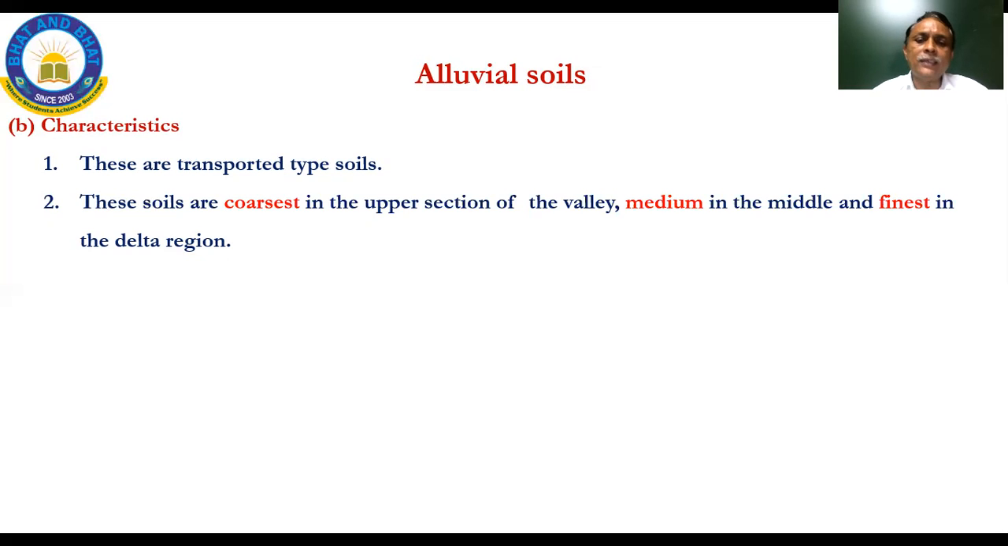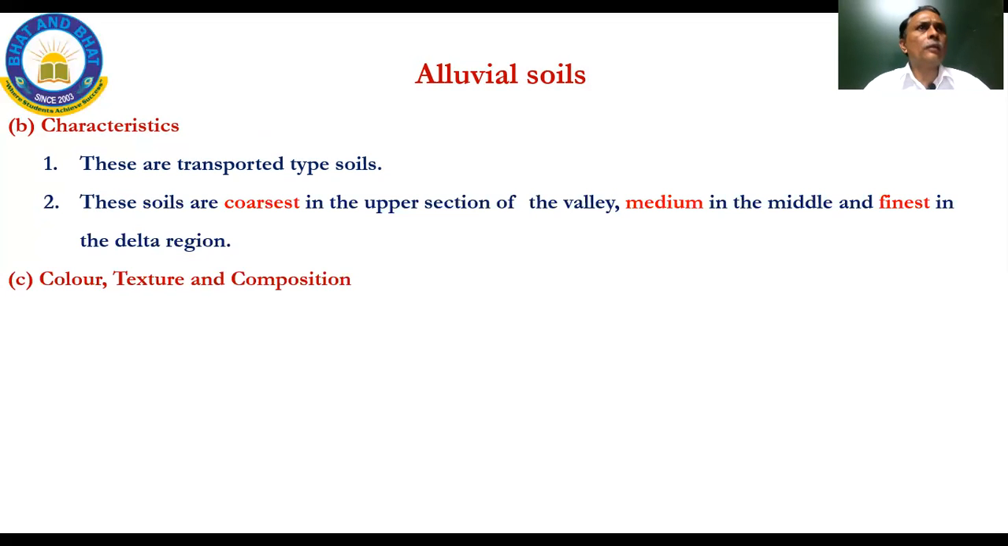In that place, it is the coarsest. So during the flow of the river, the texture becomes medium, and finally, ultimately, every river joins the sea. So the area where the river joins the sea is the delta region. So it is finest in the delta region.